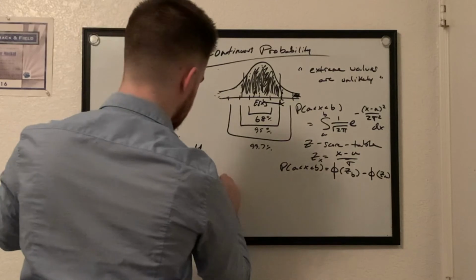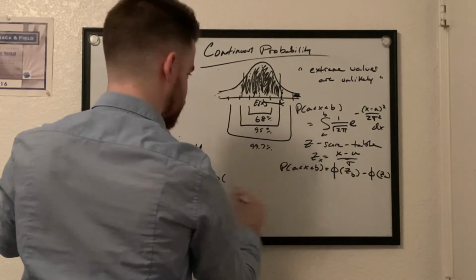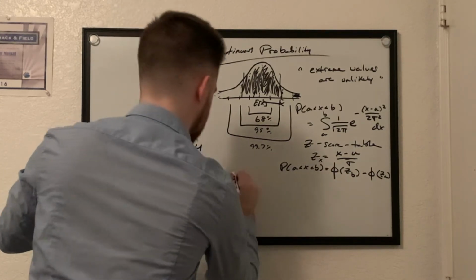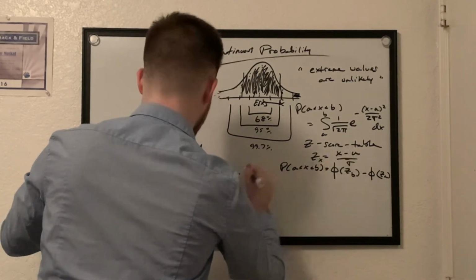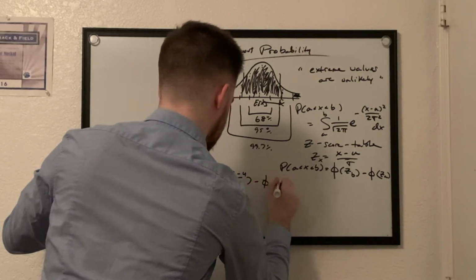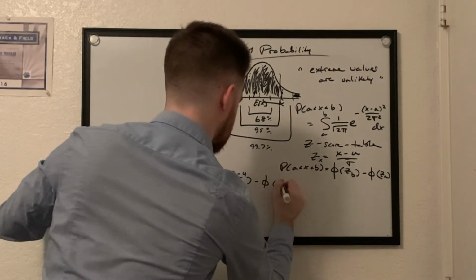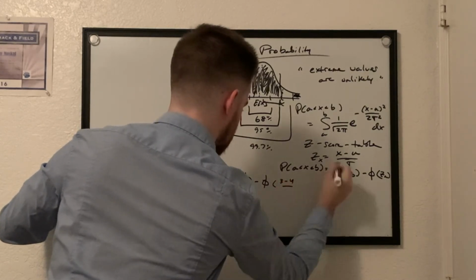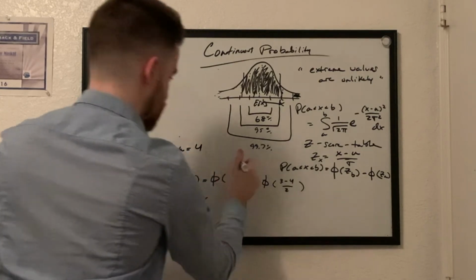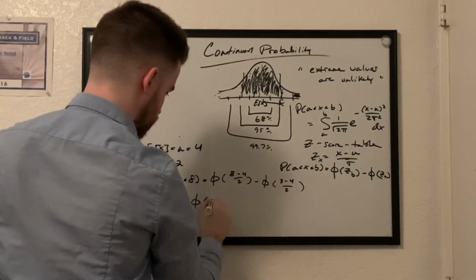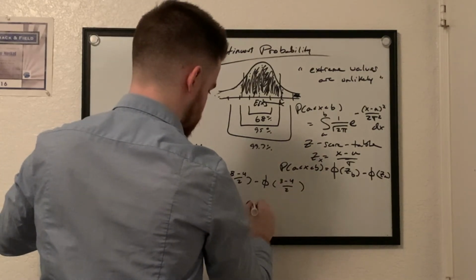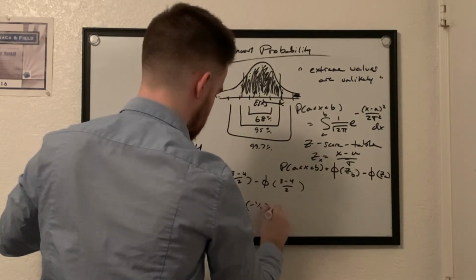Well, let's go by this. It is the CDF of your z-score of b, of your 8. So 8 minus the mean, divided by the standard deviation, which is 2, minus the CDF of 3 minus the mean divided by the standard deviation, which is 2. This gives us 8 minus 4 is 4, 4 divided by 2 is 2. Minus 3 minus 4 is negative 1, negative 1 divided by 2 is negative 1/2.